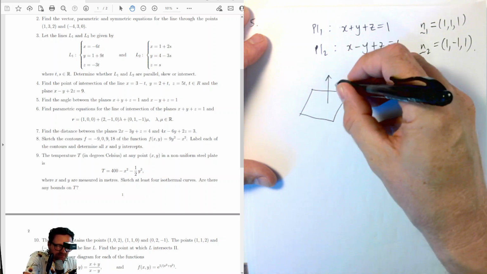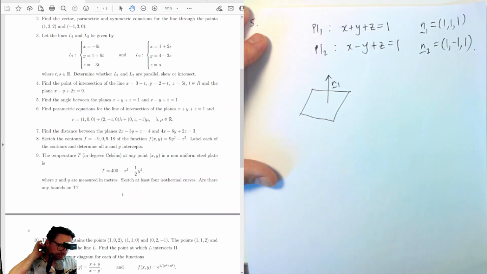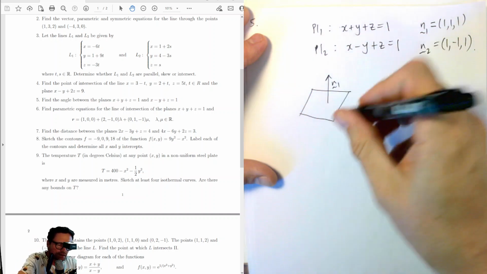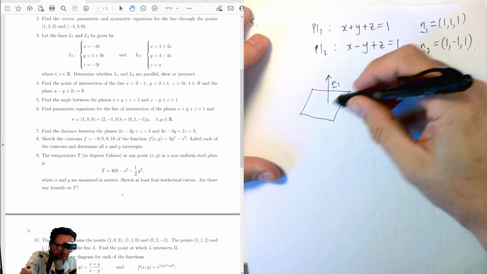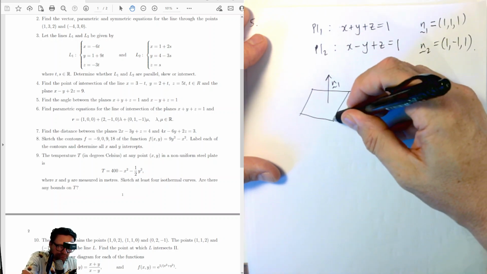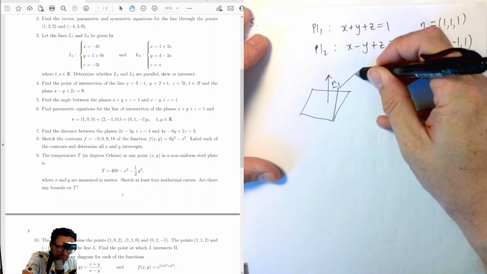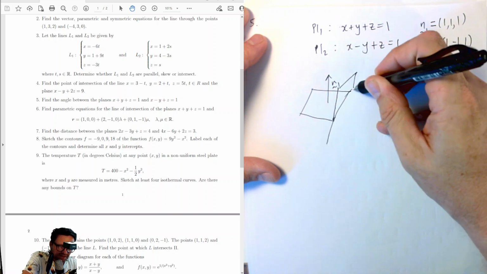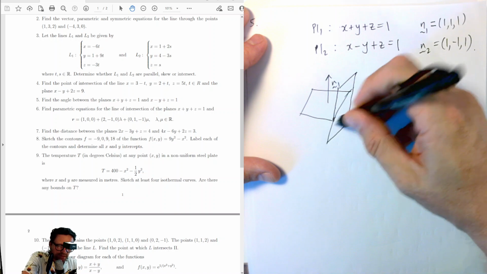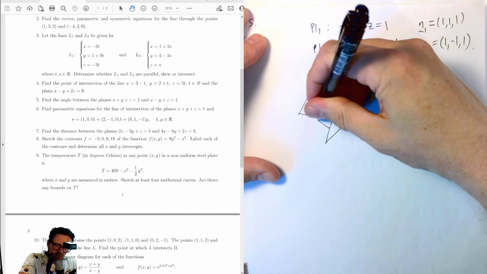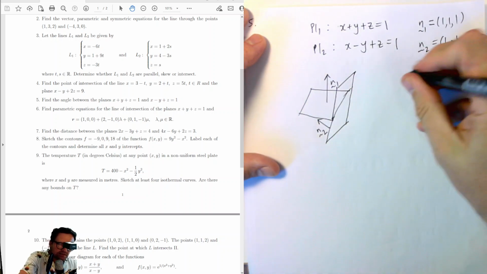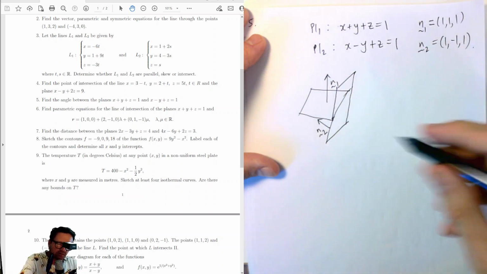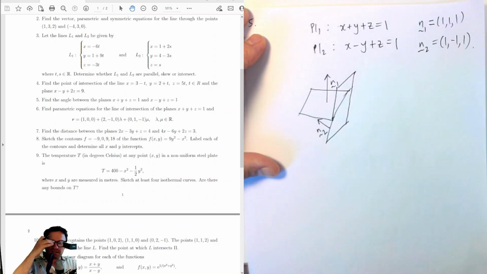Okay, so here's a vector n1. And then, okay, so let's suppose we've got another plane that intersects with this one, and it has a normal vector, so a vector perpendicular to it called n2. So n2 is this vector. Now if we find the angle between the two vectors, then we find the angle between the two planes.